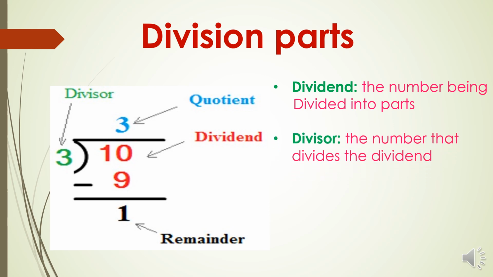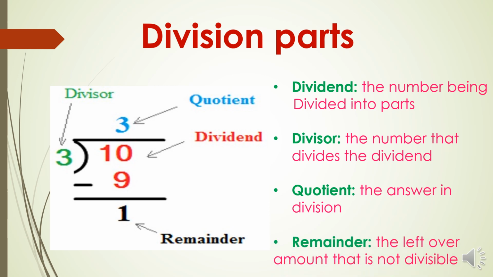Then the divisor, it's with green color. The divisor is outside, the number that divides the dividend. Then the quotient, I labeled it with blue color. The quotient is the answer in division and it comes at the top of the division question. Then the remainder, the leftover amount that is not divisible, is the remainder. It comes at the end. I labeled it with black color.